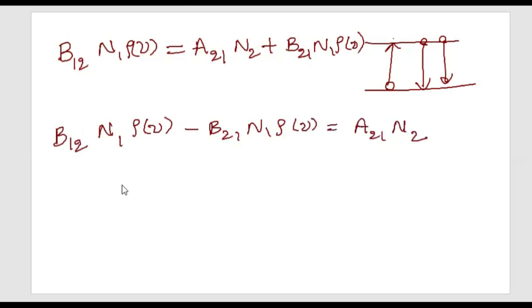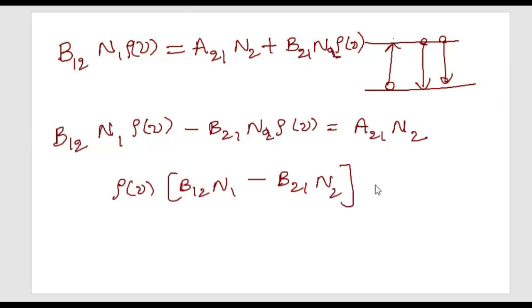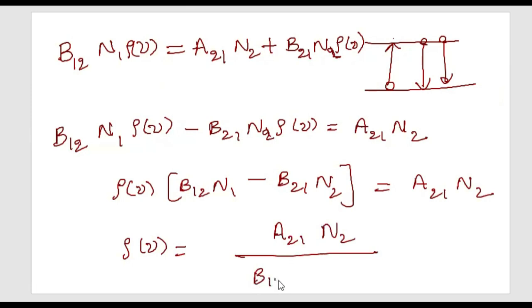Taking rho of nu common, we'll get B12 N1 minus B21, sorry, here it is N2. So this also N2. So B21 N2, which is equal to A21 N2. So rho of nu is equal to A21 N2 by B12 N1 minus B21 N2. Let us name this equation as 4.